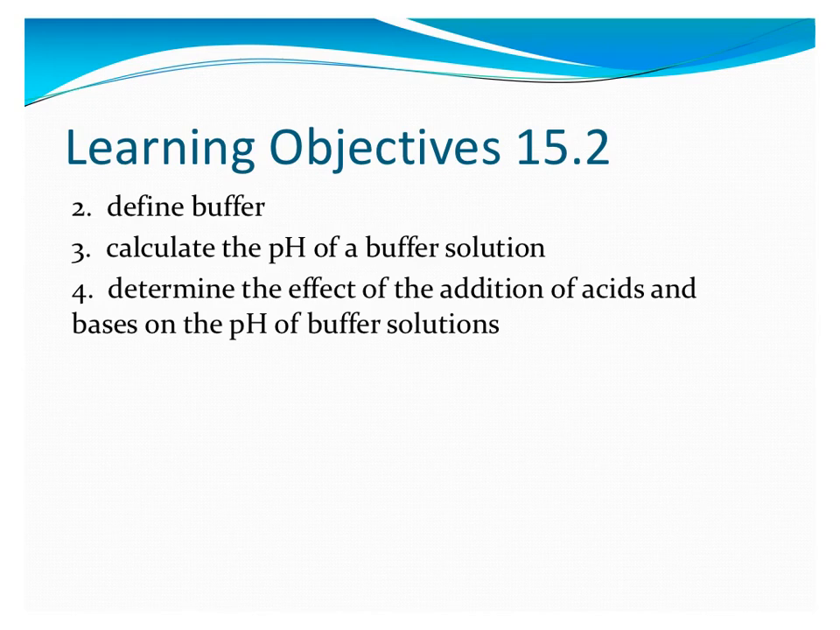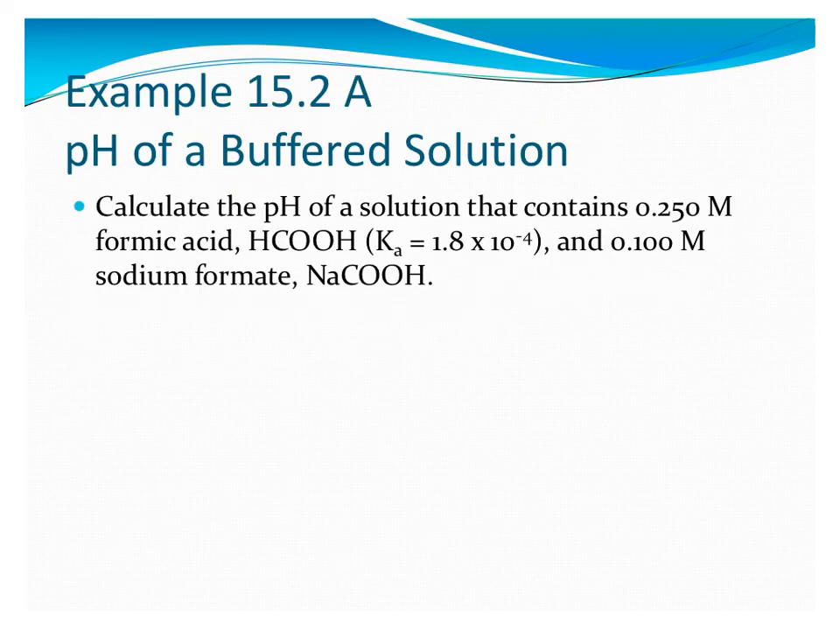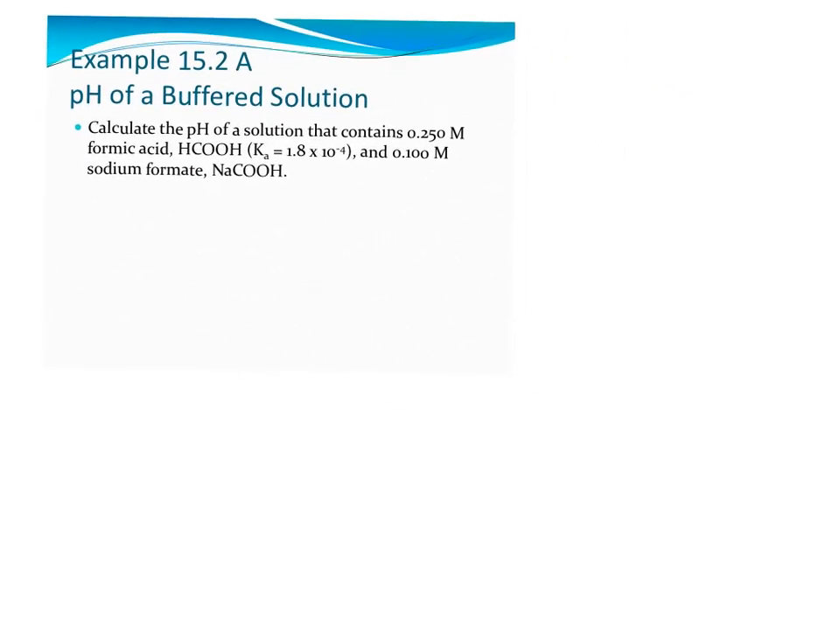Okay, in the learning objectives for section 2, we get our first look at this word here, buffer, which is just an acid-base conjugate pair that are in the same solution together, much like we saw in the last problem. It's a common ion problem, and then we will use those to neutralize acids and bases in different solutions and titrations. So calculate the pH of a solution that contains 0.25 molar formic acid and 0.1 molar sodium formate. So very similar to our last problem.